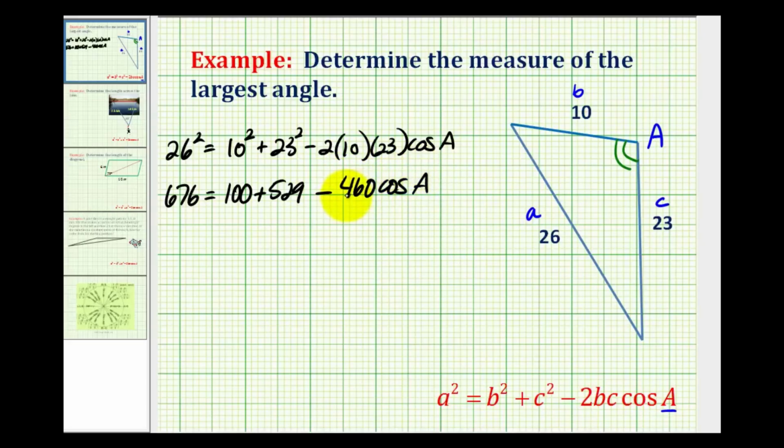Now we need to be a little bit careful here. This 460 is attached to the cosine by multiplication. So we can add these two, but we can't subtract 460. So we'll have 676 equals, this will be 629 minus 460 times cosine A. And now we can subtract 629 on both sides.